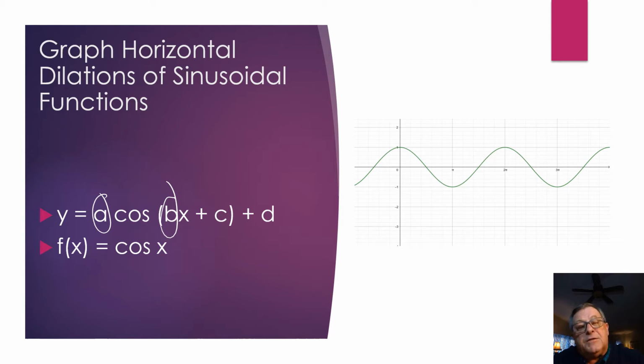But while we've got this equation in front of us, c is going to affect what we call a phase shift, and d is a vertical dilation. We'll deal with those later. But right now we're talking about the period. Now, you see here that I have graphed f of x equals the cosine of x.